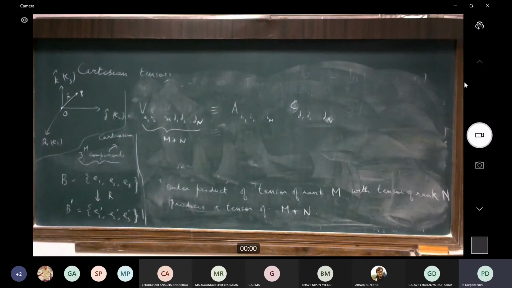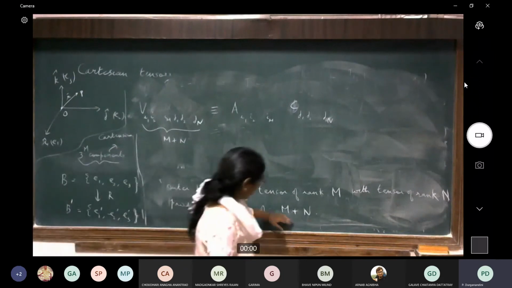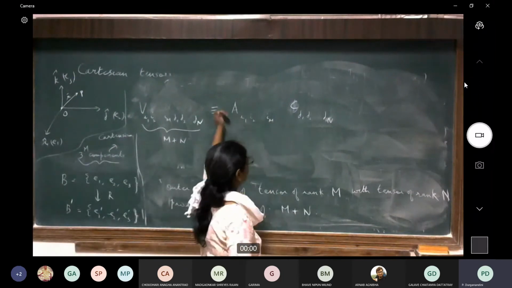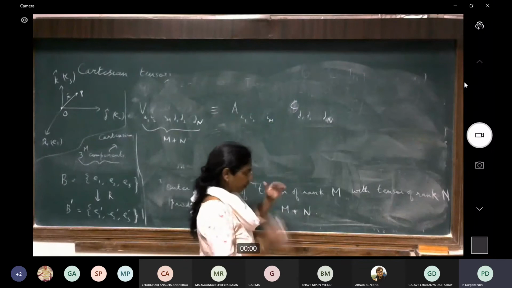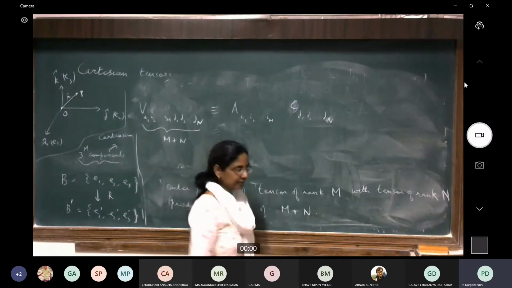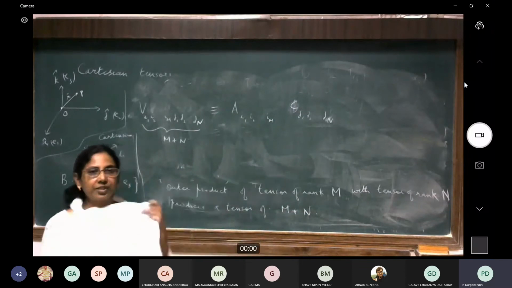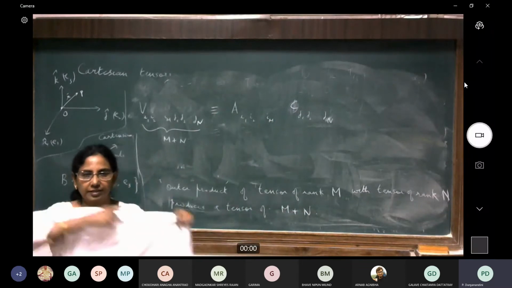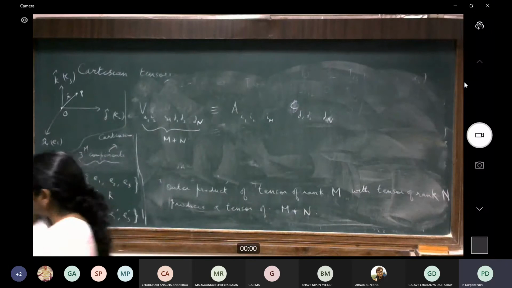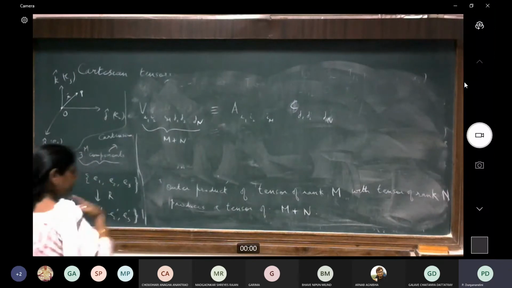Okay, so by doing the outer product, suppose it was rank 1 and rank 2, I can construct a rank 3 tensor. If I have both of rank 1, which is what we did earlier, I get a second rank tensor. So by taking the outer product, what we have done is we have constructed tensors which have higher order than the starting tensors. But we also saw that we can do this operation.